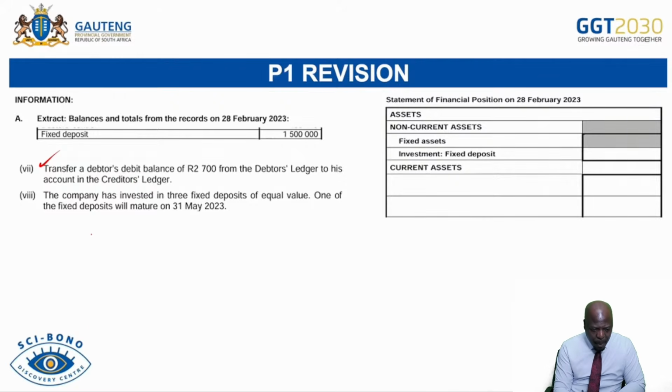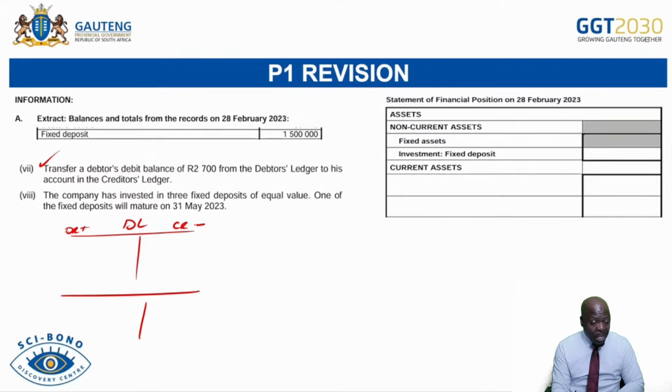Okay. Transfer a debtor's debit balance. So what I do every time when I see this, I open my quick T accounts. Here's my 2 T accounts. The first one, I call it my debtor's ledger. So on the debit side, it's going to have a plus. On the credit side, it's going to have a minus. Debtor, an asset. So it increases on the debit side. Plus, the signs are key in this matter. Signs are very key. The plus is of crucial importance. So don't just write debit and credit.